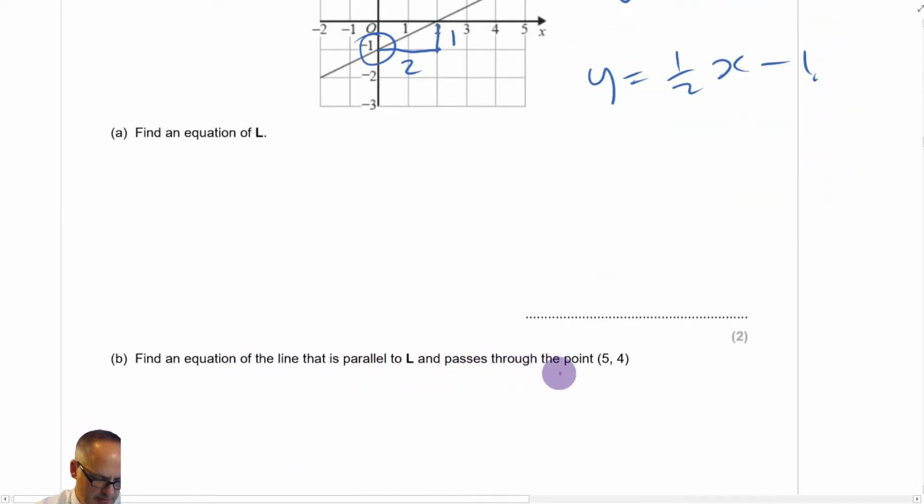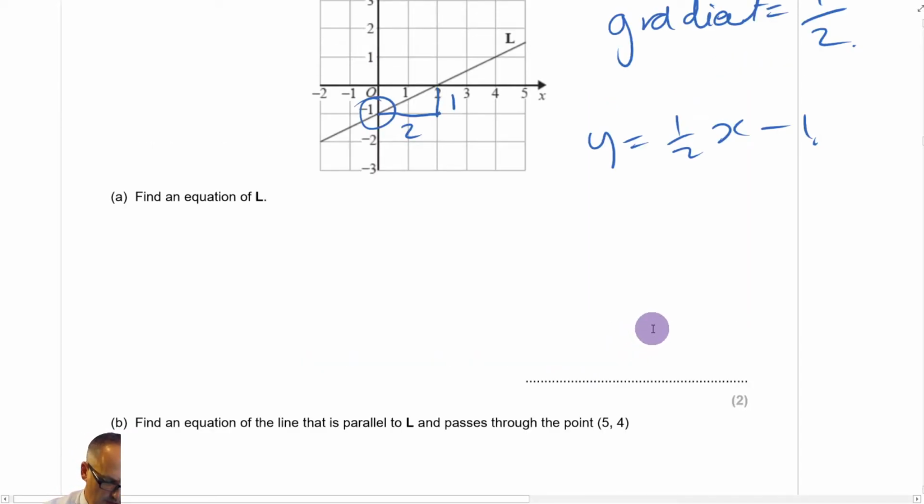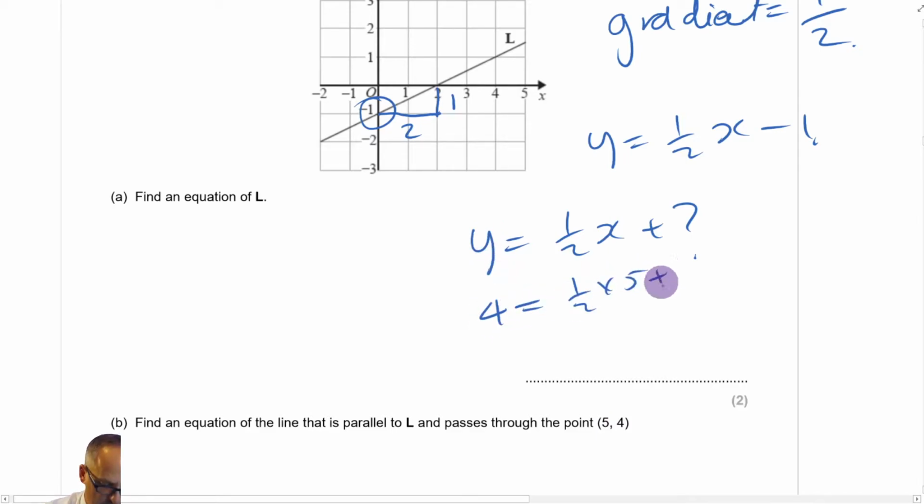Part 2, we want to find the equation of the line parallel to L that passes through the point 5, 4. So we know we've got y equals a half x plus something. But it goes through the point 5, 4, so we need to find the something that works with that. So put in the point 5, 4: 4 equals a half times 5 plus the something we're looking for. So that's 2.5. Take away 2.5. We get 1.5 is equal to our something. So therefore y will equal a half x plus 1.5.